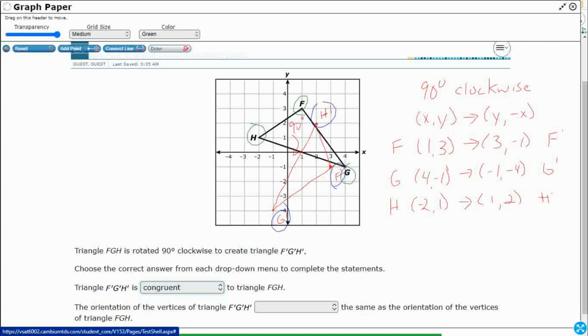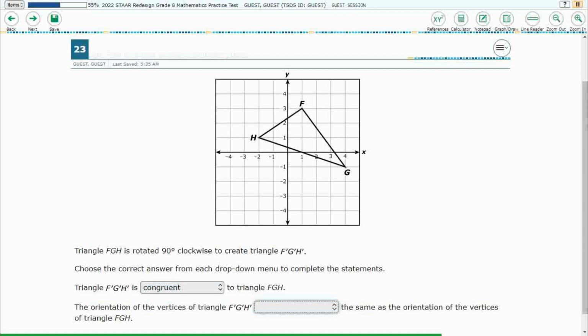So a rotation and a translation, even a dilation, keep the orientation. When you reflect it, that's when it's not the same as the orientation. But those are your two answers, congruent and is.